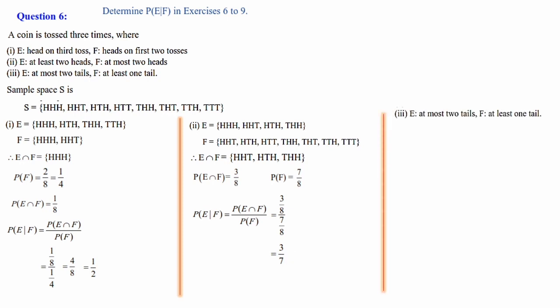Third question: E is at most 2 tails and F is at least 1 tail. So let's write E, that is at most 2 tails, and F is at least 1 tail. Here is the sample space. From this sample space you have to write E and F. Then E intersection F you have to calculate. Then P of E intersection F and P of F can be calculated. And by using the P of E given F formula, you have to find the probability of P of E given F. That portion you will do as homework.